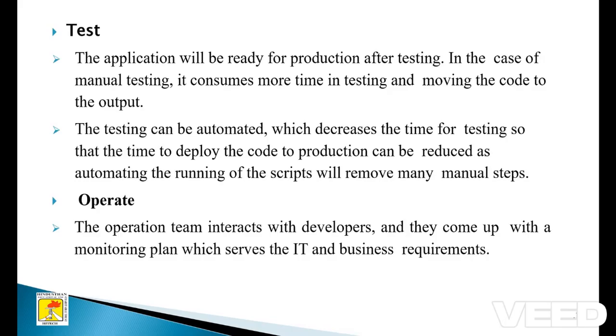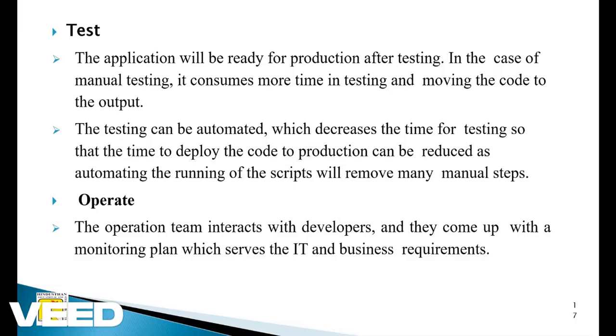Next is the test process. The application will be ready for production after testing. In case of manual testing, it consumes more time in testing and moving the code to the output. Here, the testing can be automated, which decreases the time for testing so that the time to deliver the code to production can be reduced. Thus, automating the running of the scripts will remove many manual steps.